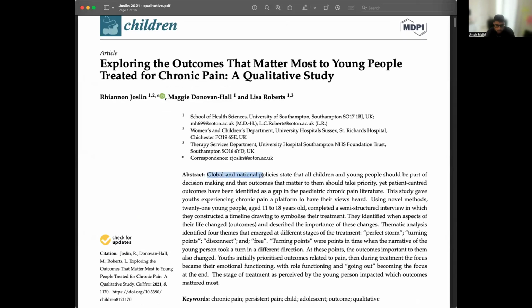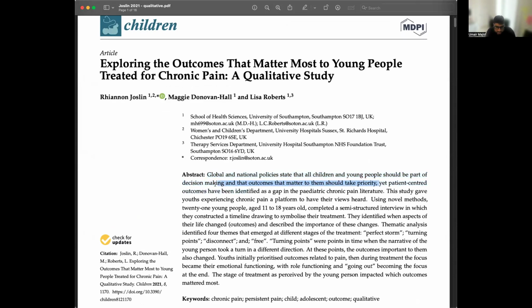Global and national policies state that all children and young people should be part of decision-making and that outcomes that matter to them should take priority, right? Yeah, you all agree, right? We should understand what patients find important and we should prioritize that because the treatment is for the patient at the end of the day.